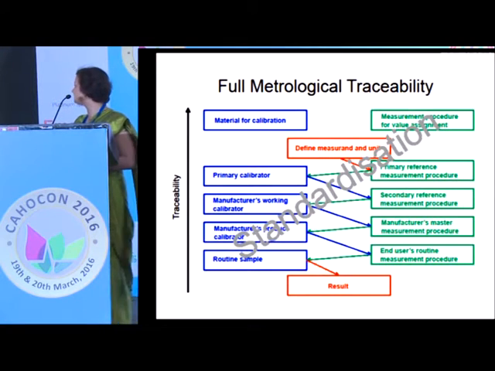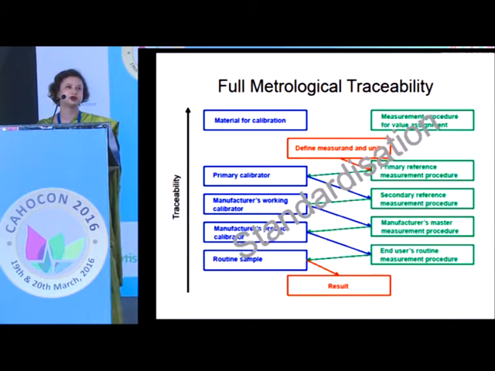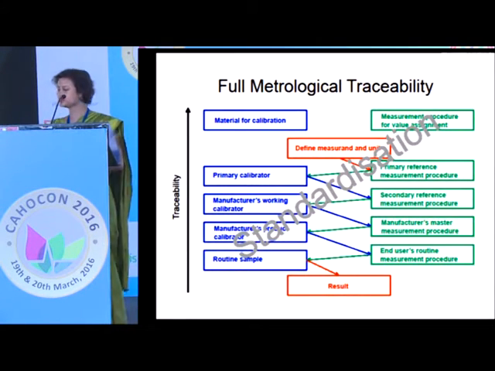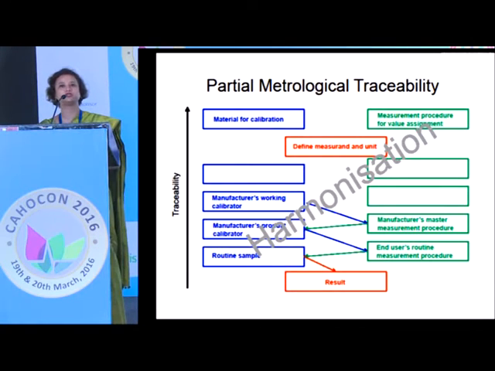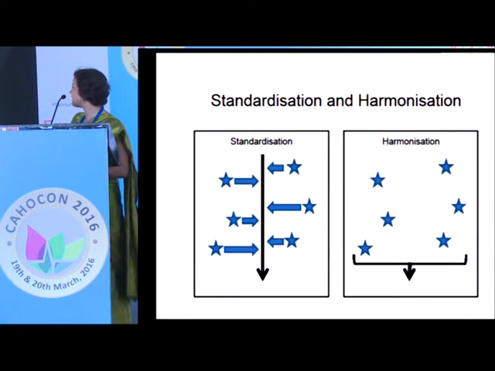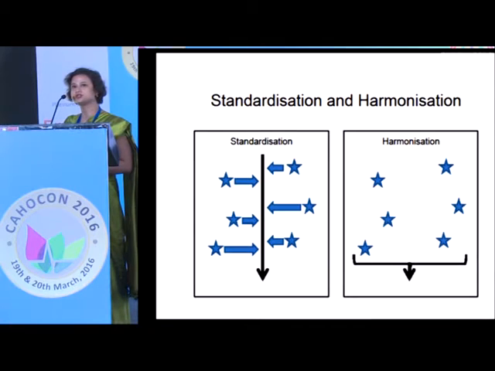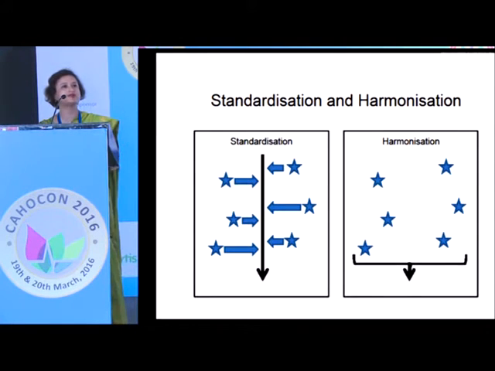Standardization is where there is full metrological traceability, where we have the primary reference measurement procedure and the secondary reference measurement procedure, then standardization is possible. And when we don't have a primary reference measurement procedure or secondary reference measurement procedure, then standardization is not possible. Then we need to do the harmonization. So harmonization is partial metrological traceability. So if you see standardization, there is a primary reference measurement procedure. For harmonization, there is no primary or secondary reference measurement procedure.